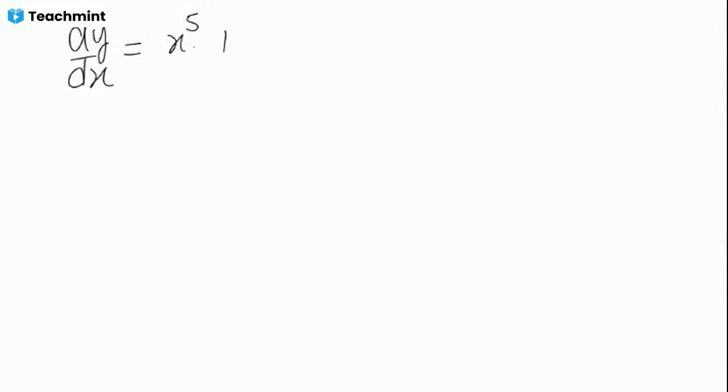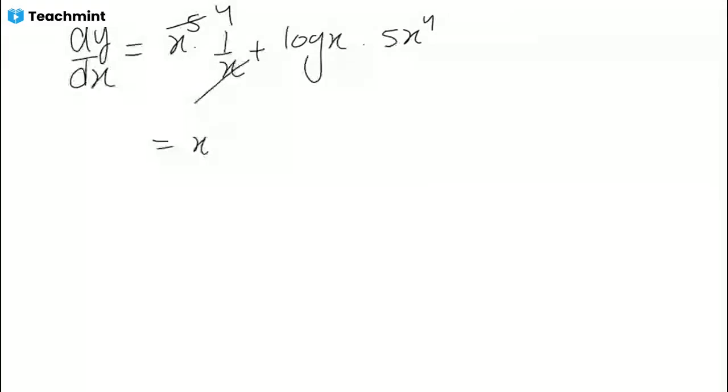which is 1 upon x, plus log x into 5x^4. This is a number 4. We can cancel one of its power, then we'll get x to the power 4 plus 5 into x to the power 4, and we can write log x as log x.